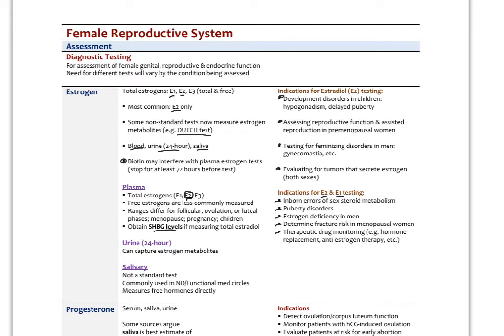There's also 24-hour urine testing, which again, like the Dutch testing, can capture the estrogen metabolites, which I discussed, the estrone metabolites, in the previous set of videos. And we think some of those might be pro-carcinogenic, so getting an estimate of those levels can be helpful in some women. And then salivary testing is not a standard test, but this is fairly commonly used by NDs in functional medicine circles, and this measures the free hormones directly. So those are our three options for measuring estrogen: plasma, urine, and salivary.